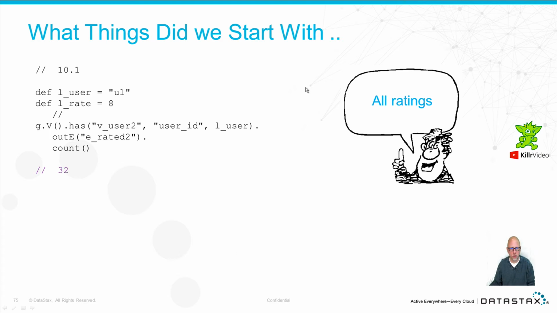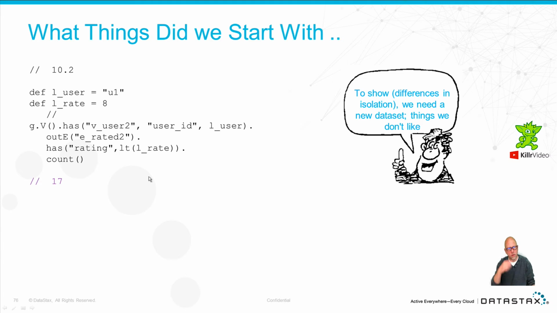So let's build slowly as we always do. We've seen this before. We've seen it multiple times. So we're going to leave user just the named user. What have they rated? They've rated 32 times. And then we said, okay, but what are the things they rated highly? Previously, we did a greater than or equal to 8, and we got the high movies.